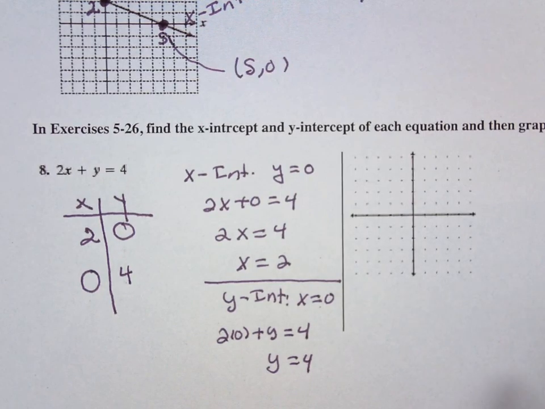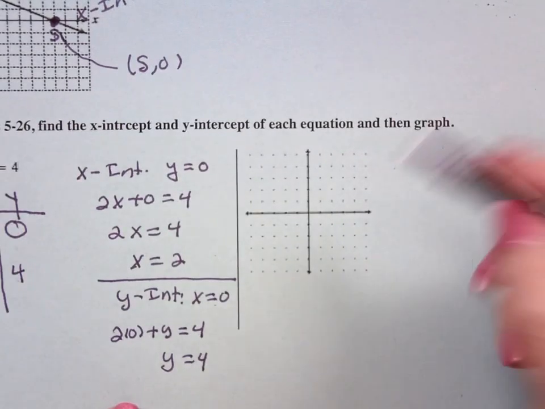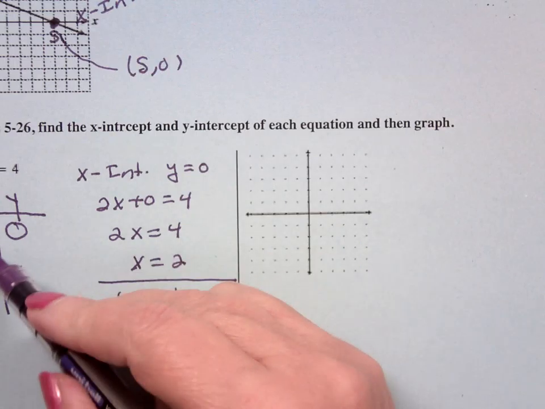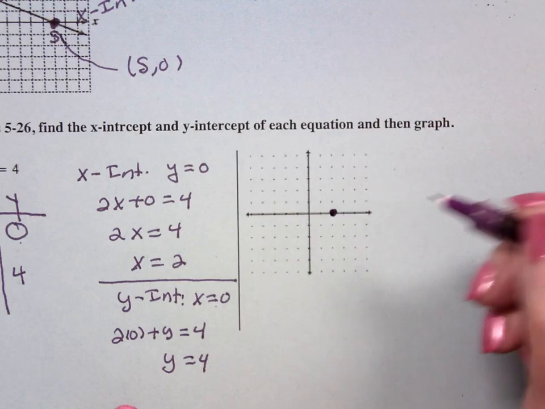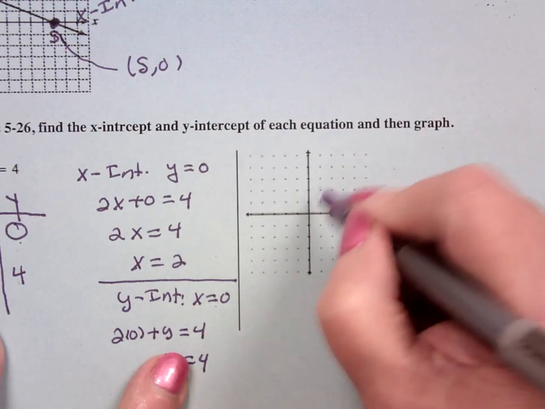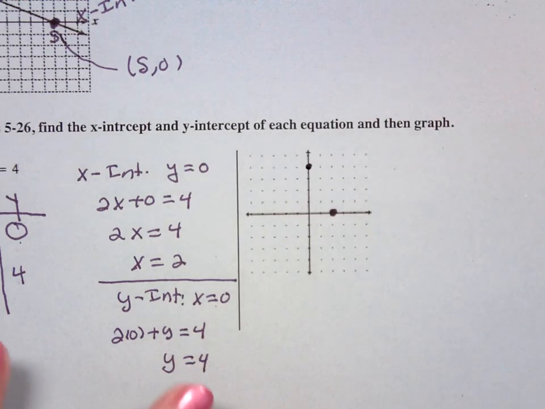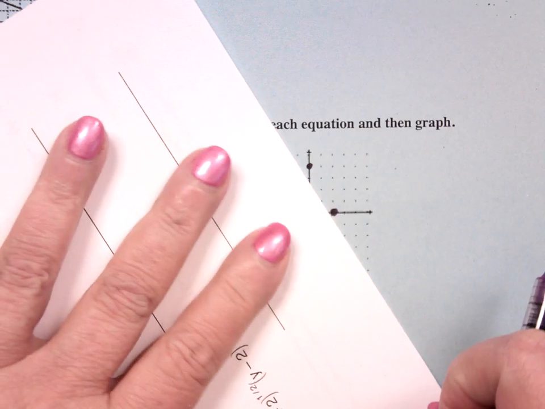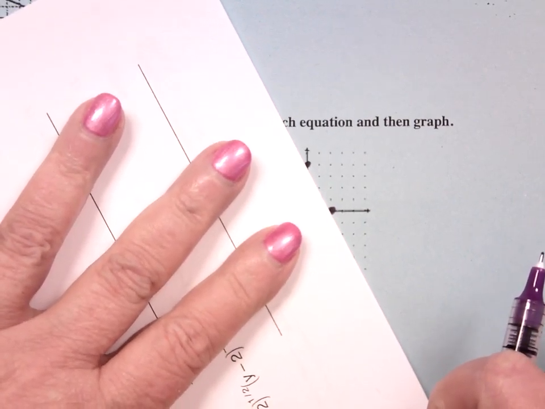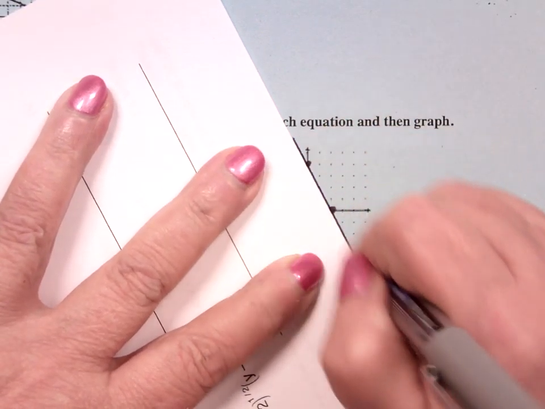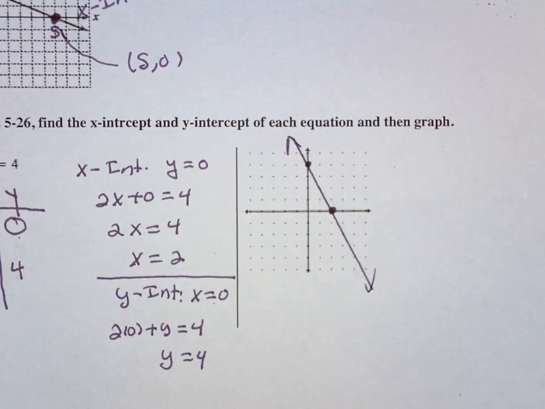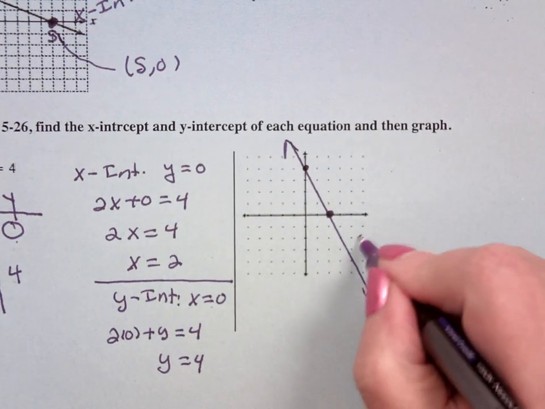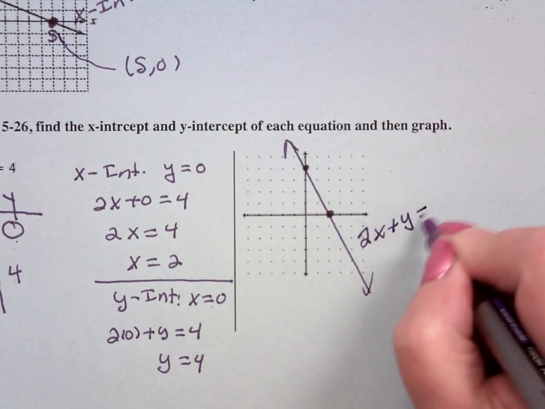So if I'm going to graph this, this says that if x equals 2, y equals 0. If x equals 0, y equals 4. And then I take anything that I can find that might be a straight edge, line it up as best I can, and draw a line. This is a picture of 2x plus y equals 4.